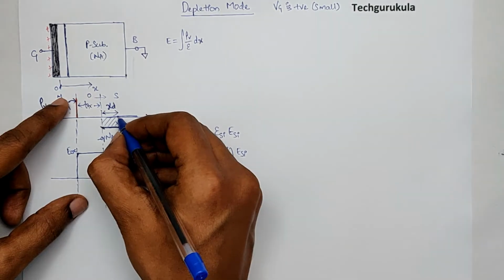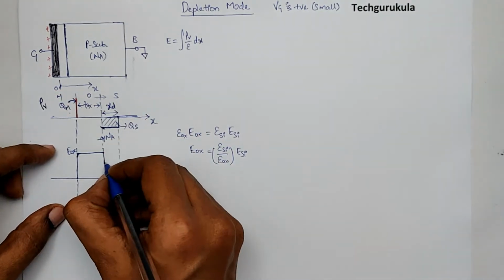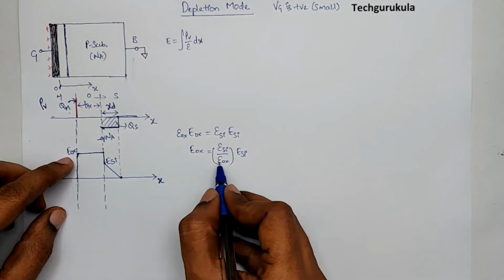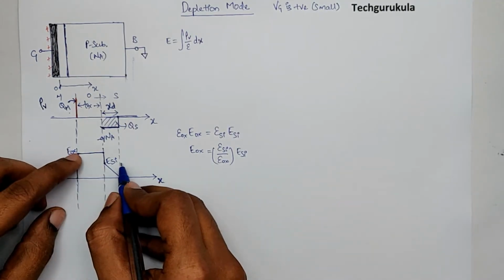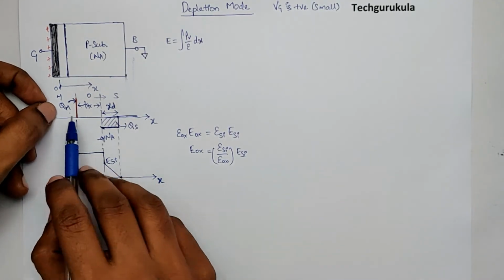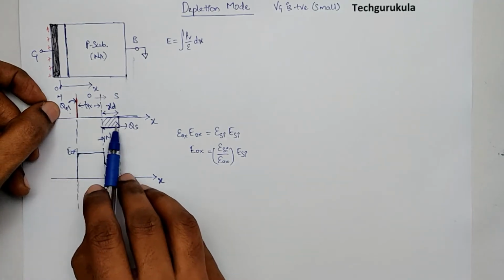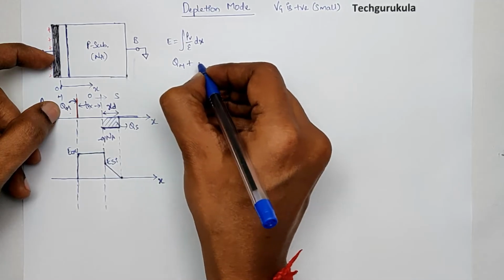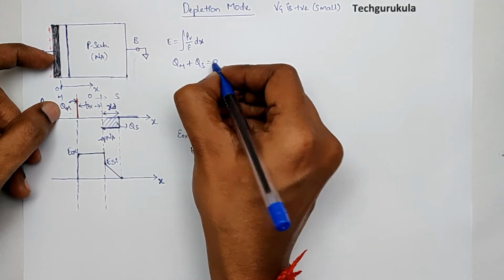It should be 0 when we get to xd. Now this is ESI. We know the values of ESI here and the EOX relationship. But let's find the relationship between QM and this. We know that the total charge, QM plus QS, should be 0.